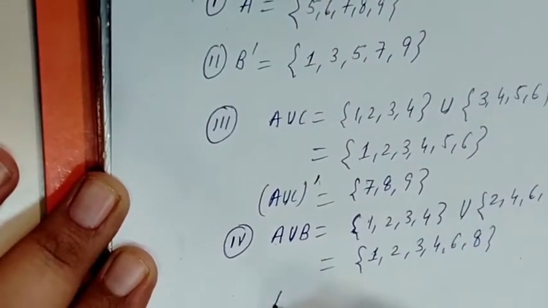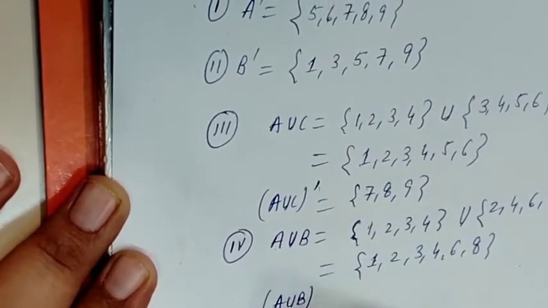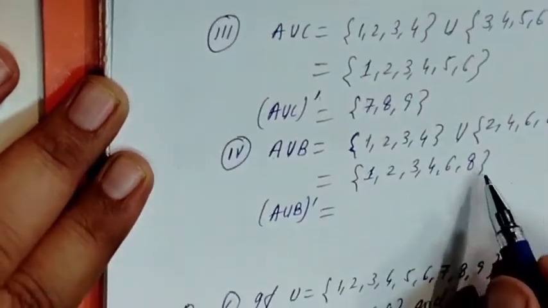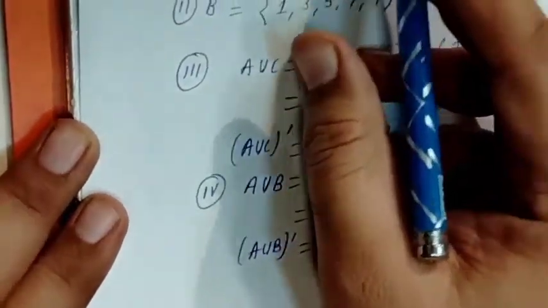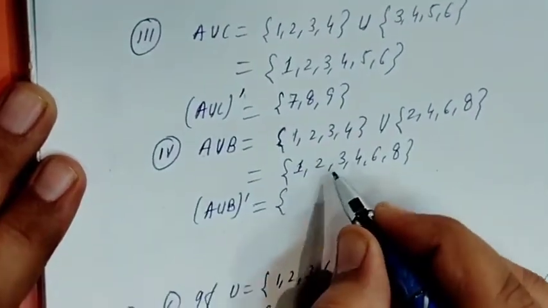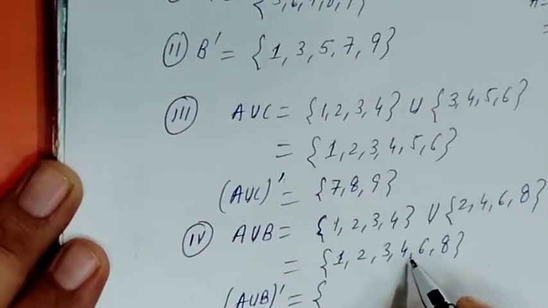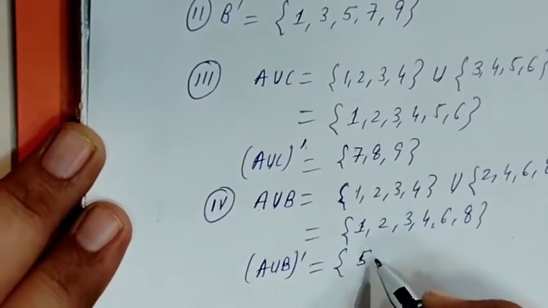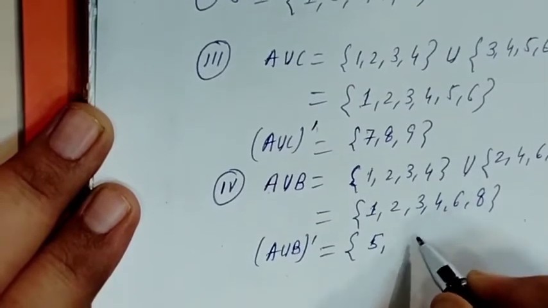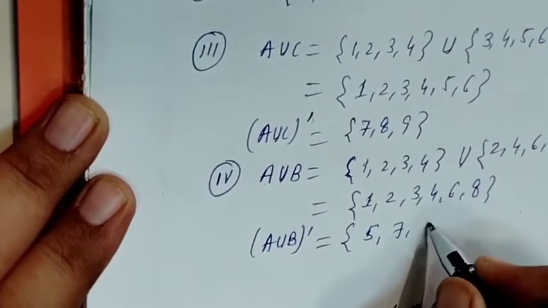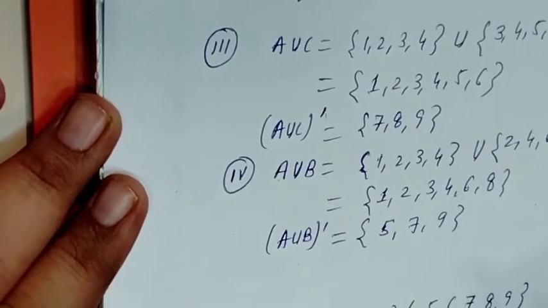Now the dash of it, (A union B) dash. Such elements which are left in U after leaving A union B. So you cannot take 1, 2, 3, 4. You can take 5. You cannot take 6, 7. Don't take 8, 9. So 5, 7, 9.